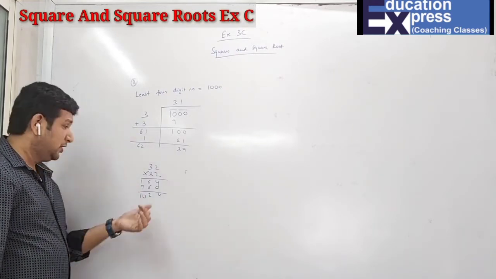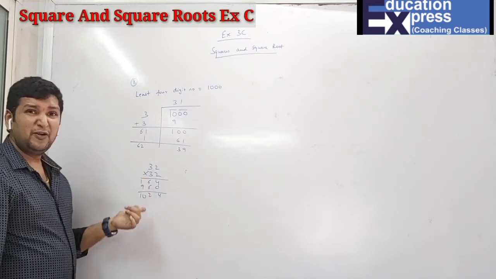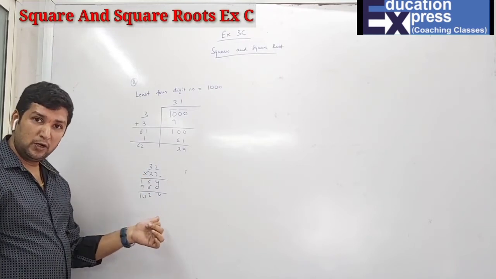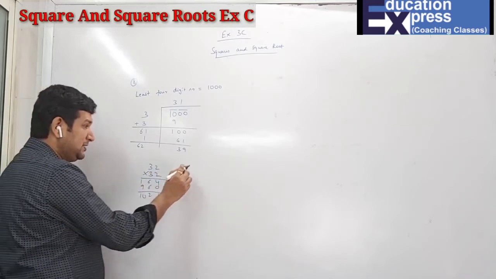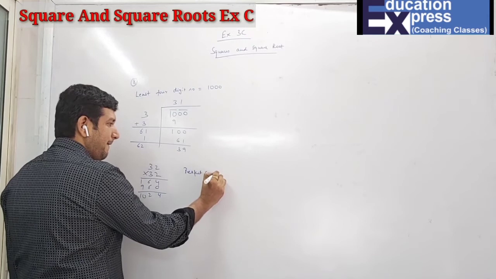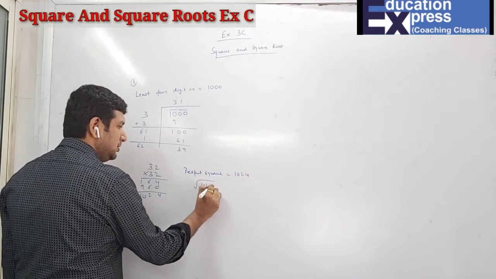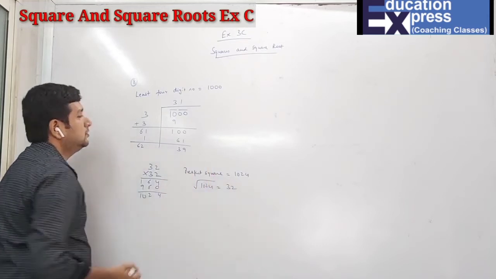What is the least 4-digit number? The least perfect square 4-digit number is 1024, which is nothing but 32 squared. That means they have asked a perfect square. That is 1024, and the square root of this is how much? 32. Done. Question number 8.